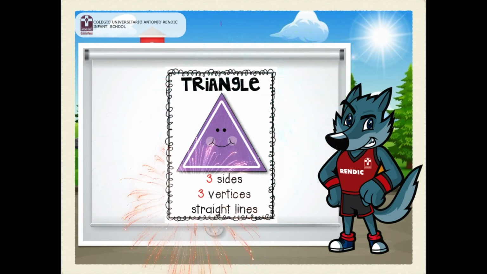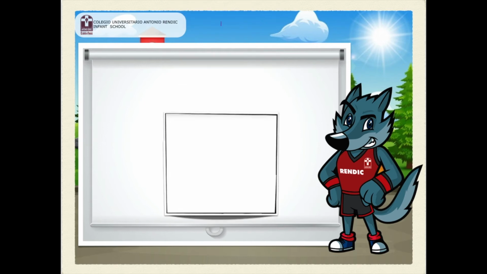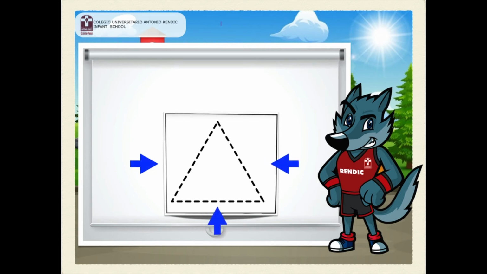This is the triangle with three sides, three vertices and straight lines. This is how we draw a triangle. A triangle has three vertices or corners. They also have three sides. 1, 2, 3. Let me show you some everyday triangle objects.